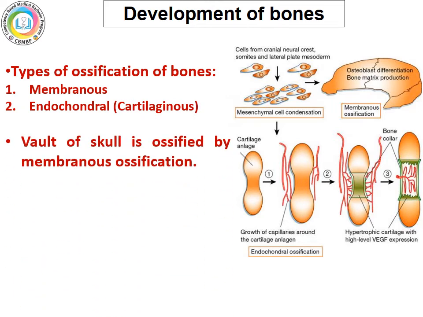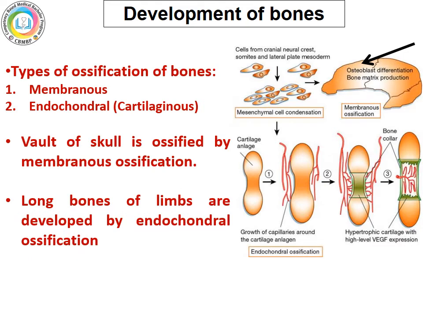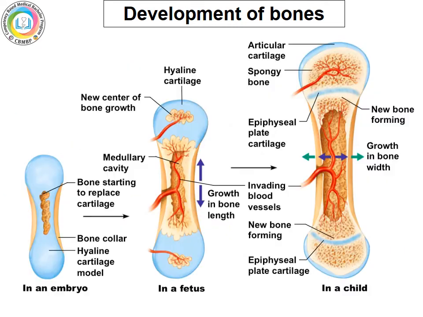The vault of the skull, or the skull cap, is ossified by membranous ossification. First, it is in the form of a membrane, which is transformed directly into bone. But the long bones of the limbs are developed by endochondral ossification. First, there is a cartilage model, which is transformed afterwards into bone.